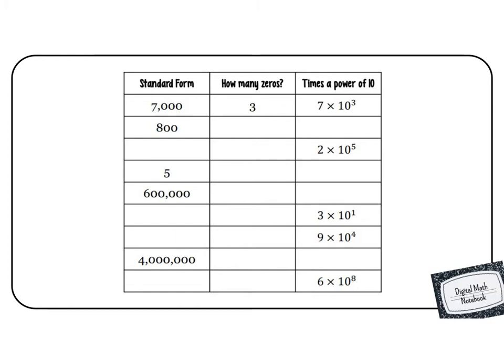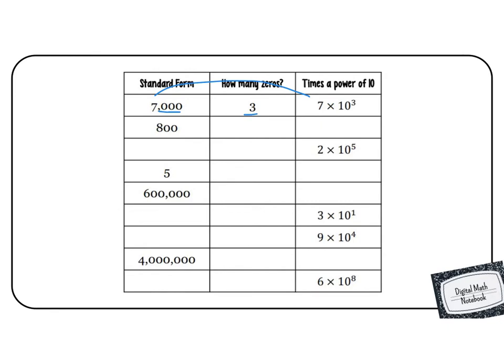So we have here the standard form of 7,000. 7,000 has 1, 2, 3 zeros. So 3 zeros. So we would write this as 7, that's where our 7 came from, times 10 to the power of 3, because there are 3 zeros.